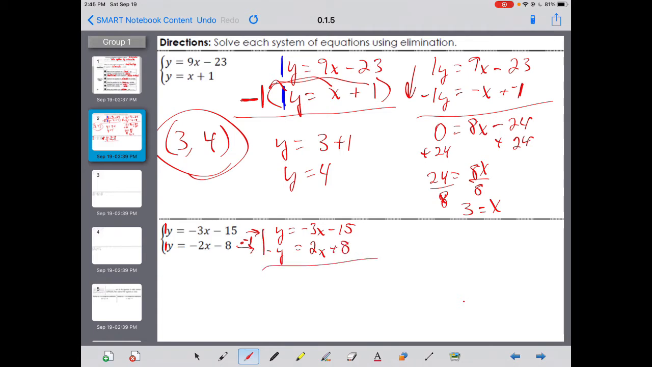And now I'm going to add down. Just combine this way. y minus y equals 0. Negative 3x and 2x is negative x. Negative 15 and 8 is negative 7. And then solve.